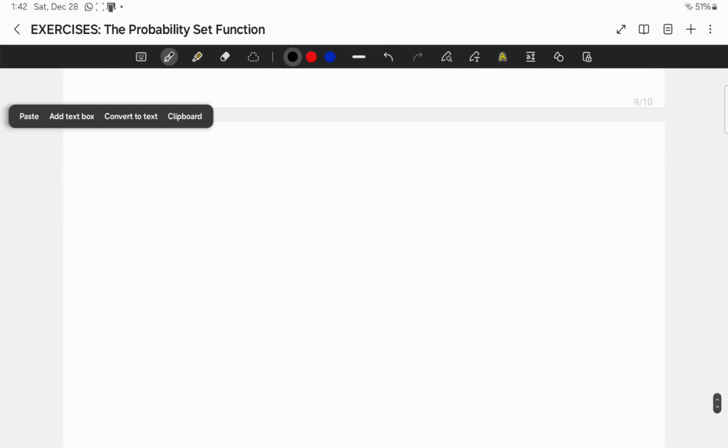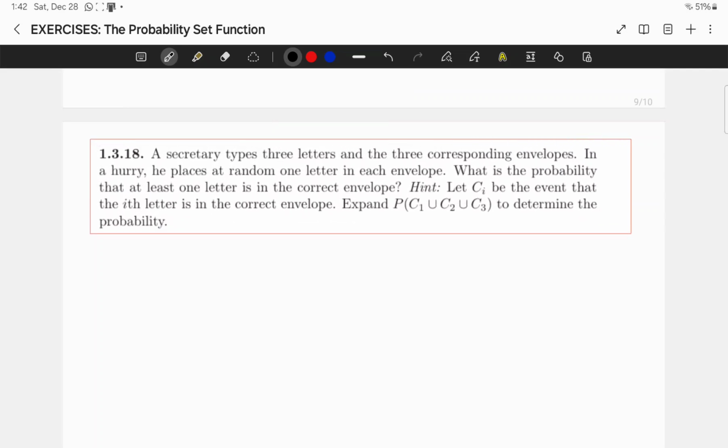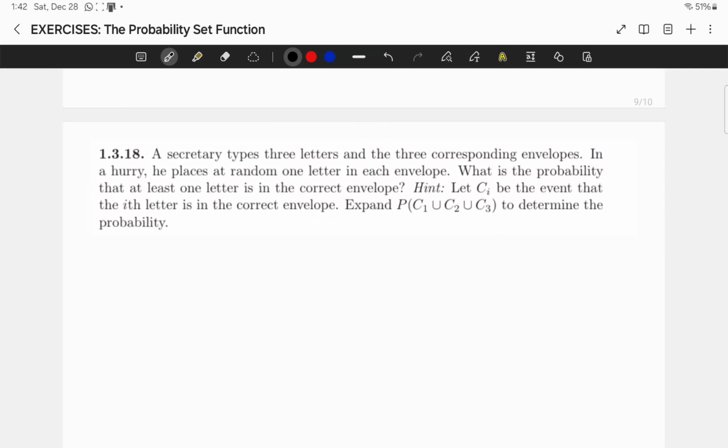So here's question number 18. A secretary types 3 letters and the 3 corresponding envelopes. In a hurry, he places at random 1 letter in each envelope. So what is the probability that at least 1 letter is in the correct envelope? We are given a hint: let Ci be the event that the ith letter is in the correct envelope. So we have to expand this to determine the probability.